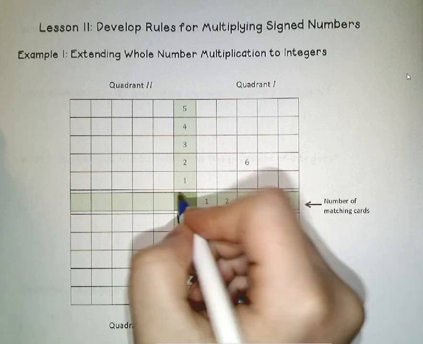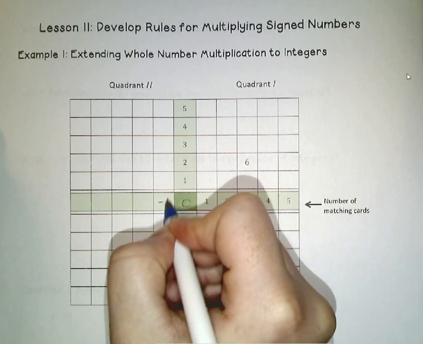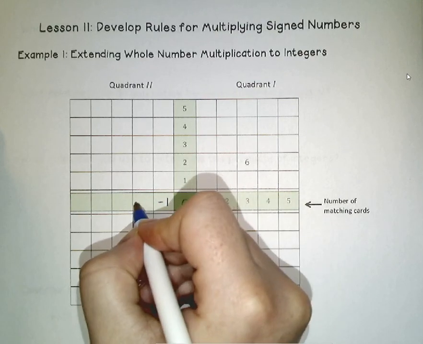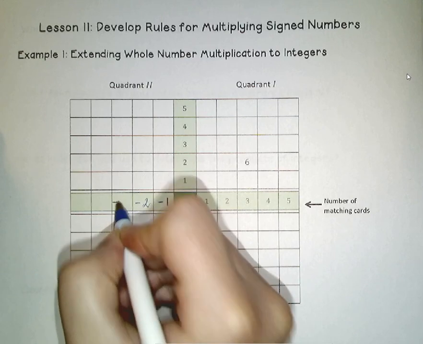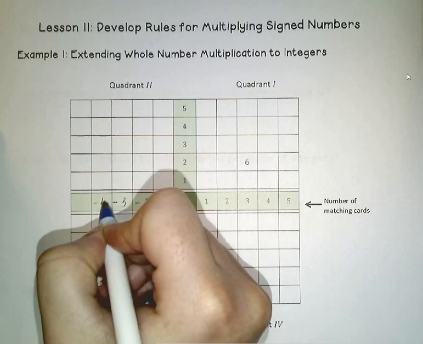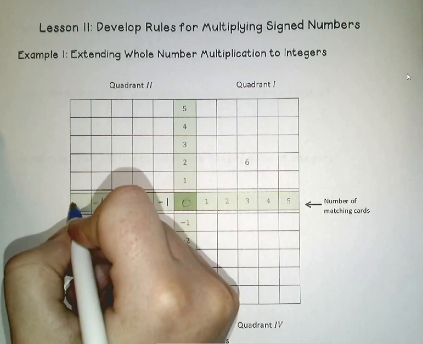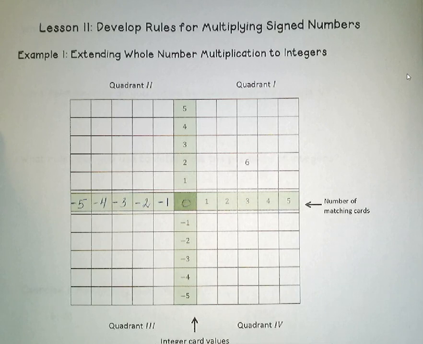Subtract them, right? So this will be our 0, and -1 will stand for removing cards, -2 will stand for removing 2 sets of cards, -3 will stand for removing 3 sets of cards, -4 will stand for removing 4 sets of cards, and -5 will stand for removing 5 sets of cards.